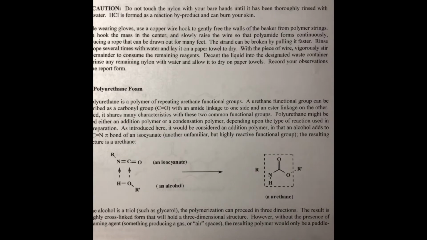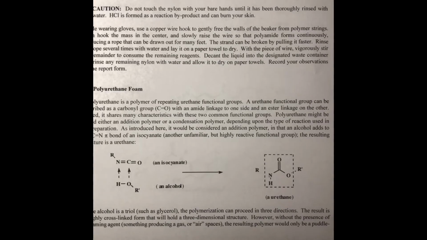Now, if you made your polyurethane and it's supposed to foam up, right? But if it didn't have any gas in there at all, then it would just end up being a puddle of polymer, which is not very useful. So where does the gas come from?